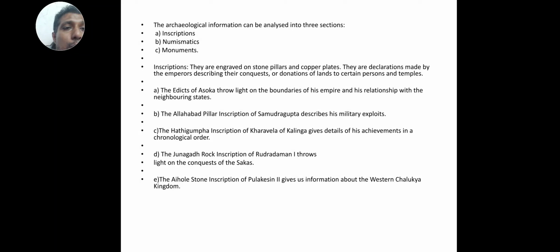The Hathigumpha inscription of Kharavela of Kalinga gives details of his achievements in chronological order. The Junagadh rock inscription of Rudradaman I throws light on the conditions of the Sakas. The Aihole stone inscription of Pulakeshin II gives information about the Western Chalukya kingdom.